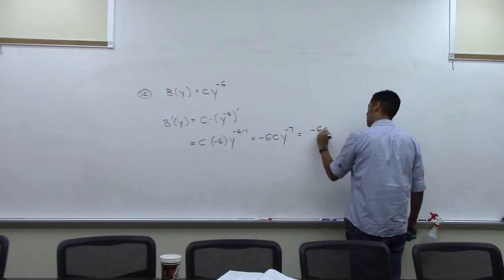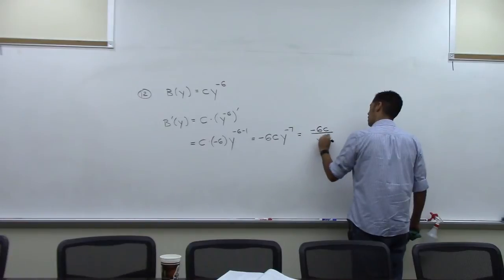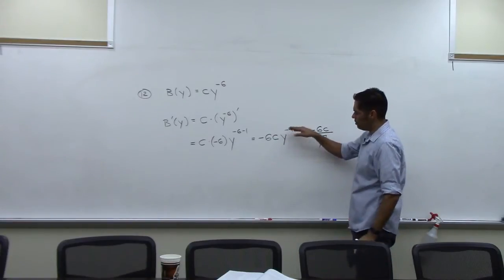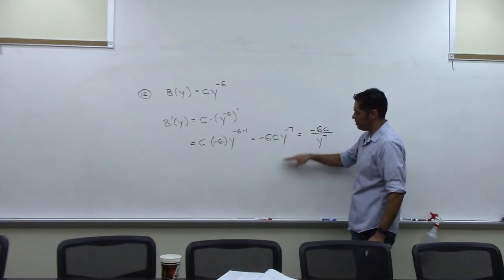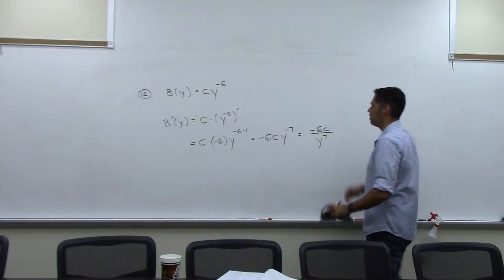Or you could write this. So what I did was I rewrote this as 1 over y to the 7th, and then I put them together and I got this.